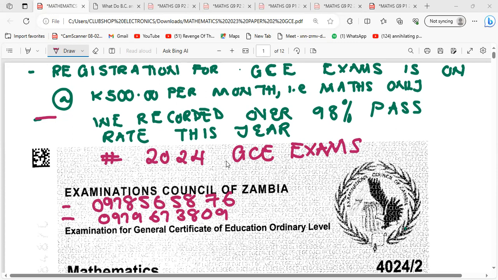In this lesson, we want to solve selected questions in the 2023 ECZ and GCE exams that were written somewhere past 10th and 11th, right? To be specific, we'll deal with paper 2, all right?